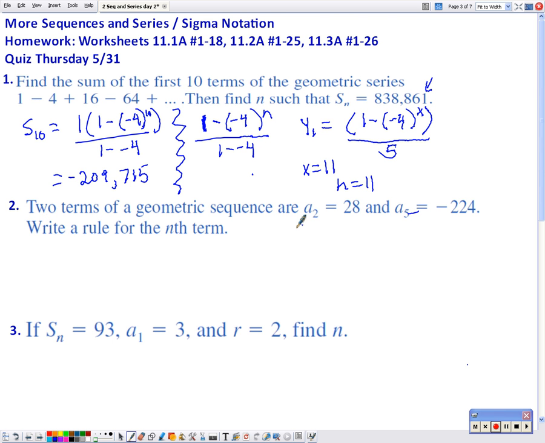Two terms in a geometric sequence are a2 and a5. Write a rule for the nth term. Well, this is geometric, so 1, 2, 3, 4, 5. This is 28, and this is negative 224. So to get from 28 to negative 224, we went 1, 2, 3 spaces. So we did 28 times ratio times ratio times ratio. So I'm going to solve for my ratio by dividing negative 224 by 28, and I get negative 8. Well, that's handy because now I know my ratio.